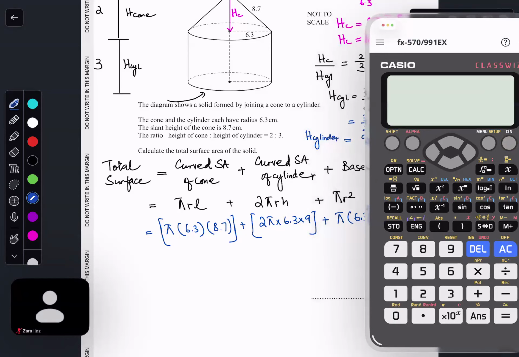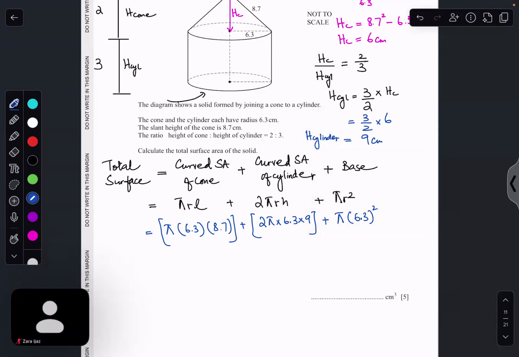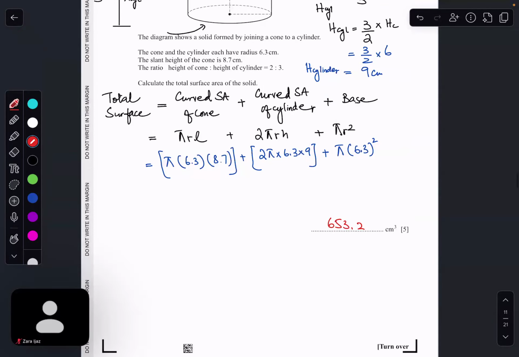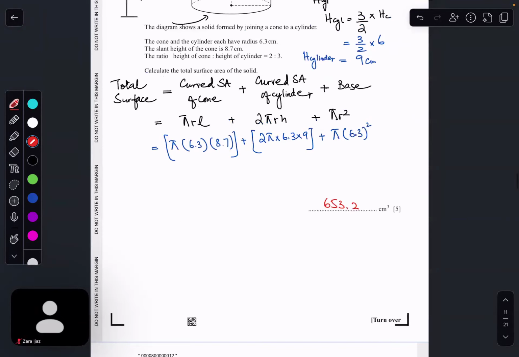Okay, this is not working. So I'm just going to calculate over here. So we have 653.2 centimeter cube. Okay, is that clear?